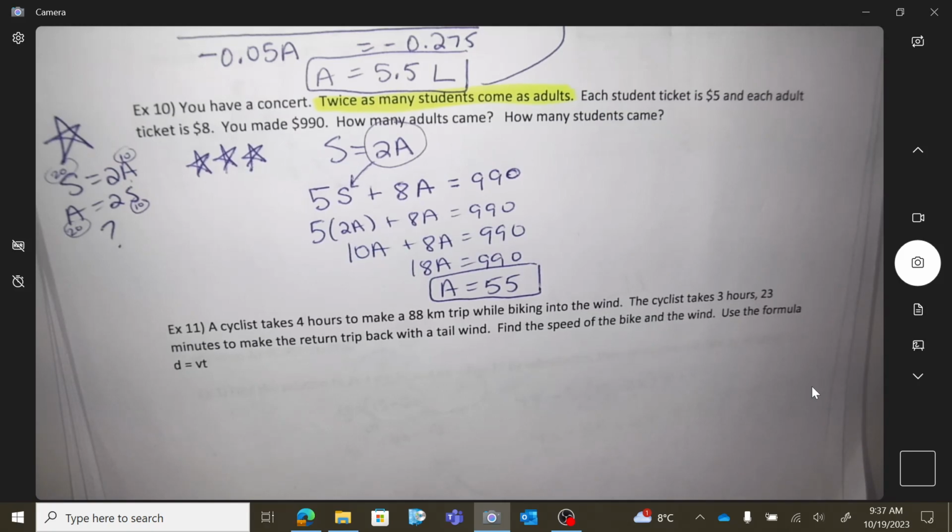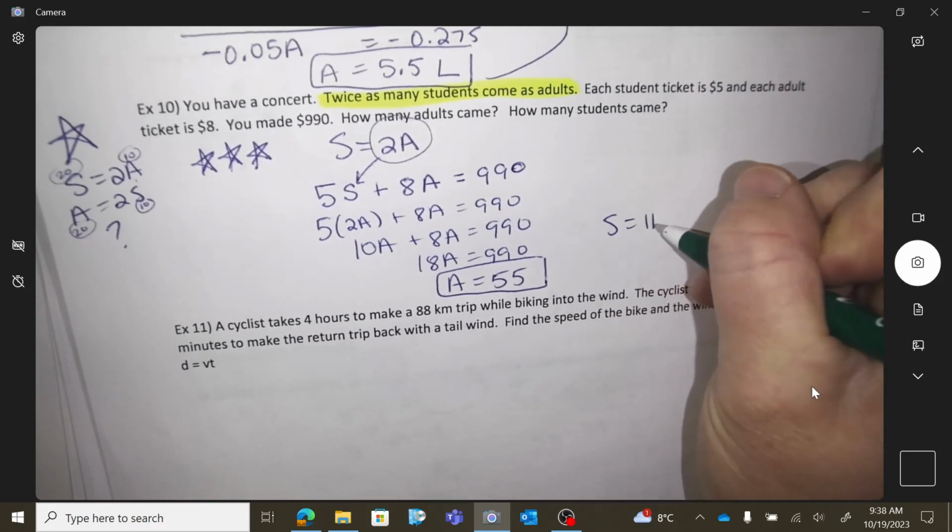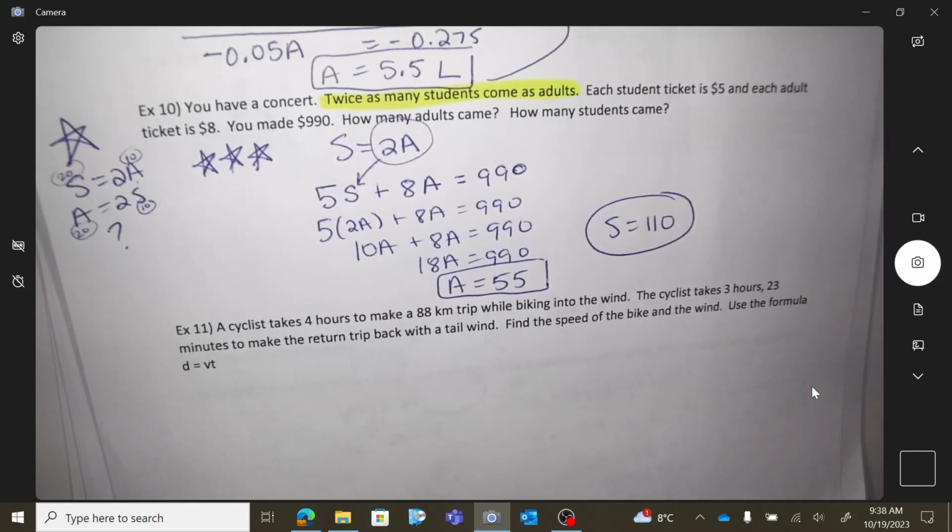So this should be a whole number answer. So again, on your test, if you get a decimal answer, you cannot have decimal adults or decimal students. So now how many students come if you double that number? 110 students would come.